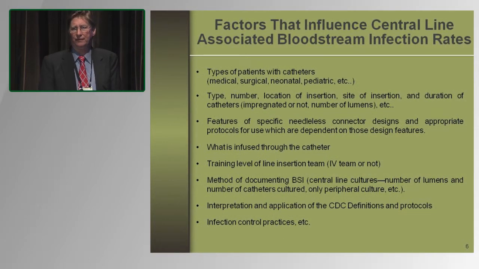There are a wide variety of factors that influence the infection risk associated with an intravascular catheter. First is, what type of patient is it? Is it a medical or surgical patient, a neonate, a patient with immunocompromise? What is the type of catheter being used, as we saw previously? How many of those catheters are in place? Where in the hospital is the catheter inserted? Is it inserted in the emergency department or in the intensive care unit? The site and the patient that the catheter is inserted, and the duration of catheterization, in addition to whether the catheter is impregnated and how many lumens the catheter has.